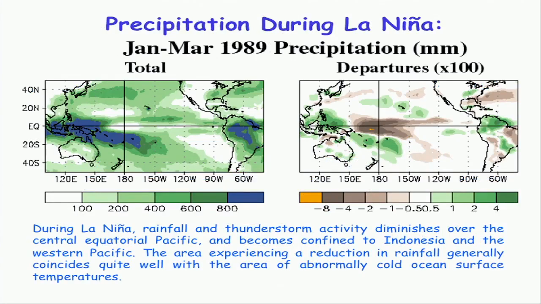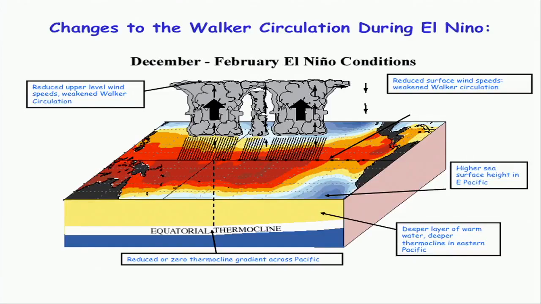One important point is that the area experiencing a reduction in rainfall generally coincides very well with the area of abnormally cold ocean surface temperatures. So the sea surface temperatures are actually quite useful for helping to predict whether or not we're going to get more or less precipitation. So, again, this is just to remind you, this is the water circulation during El Nino, where we have this fairly deep mixed layer, not a very strong gradient in the thermocline. It's reduced or near zero across the entire Pacific. We get reduced upper level wind speeds, that weakens the water circulation, more precipitation all the way across the Pacific. We get reduced surface wind speeds as a result because of the outflow from those different regions of thunderstorm activity, perhaps even generating westerly flows contra to the surface easterly winds. And of course we get a higher sea surface height in this part of the Pacific.